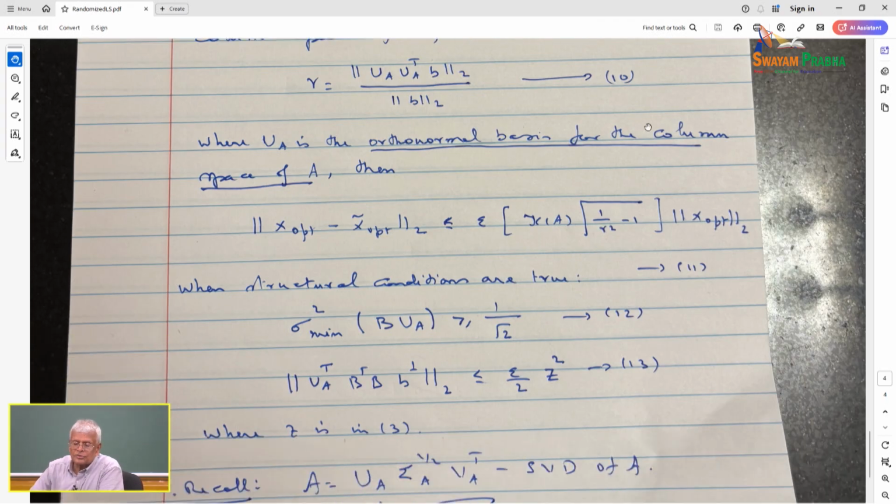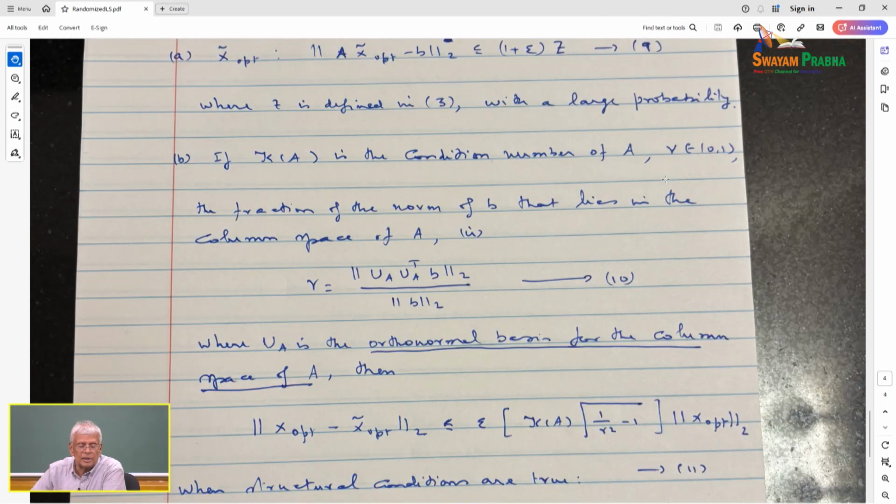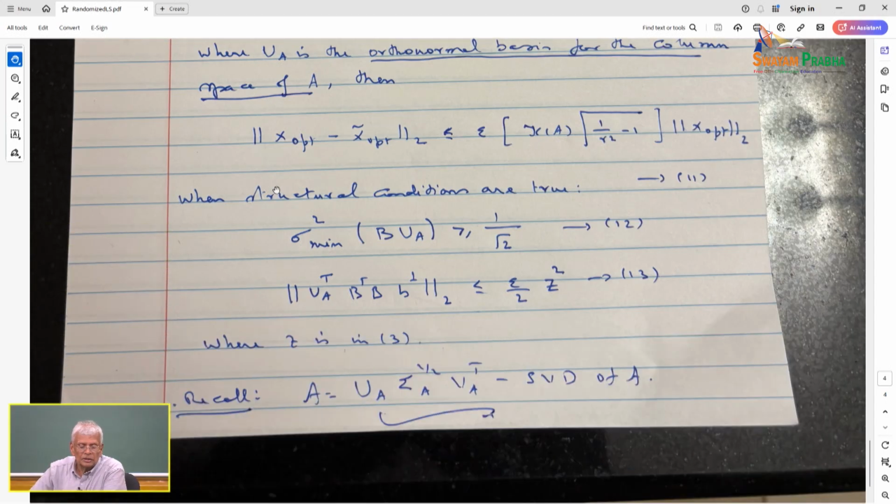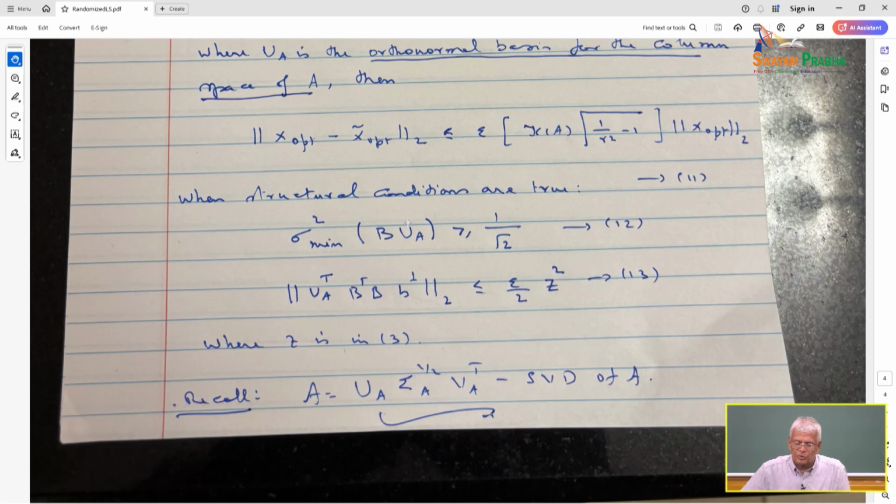This brings out the essence of the square solution. And for these two results, what are the two claims here? The claim 9 and the claim 11. For these two results to hold good, nothing comes free. There are some conditions to be satisfied. They are called structural conditions. And what is the structural condition? You remember the preconditioning matrix B. You remember UA, the eigenvectors of the larger of the two Gaussians, which are also called the left singular vectors of A. These are called the right singular vectors of A.